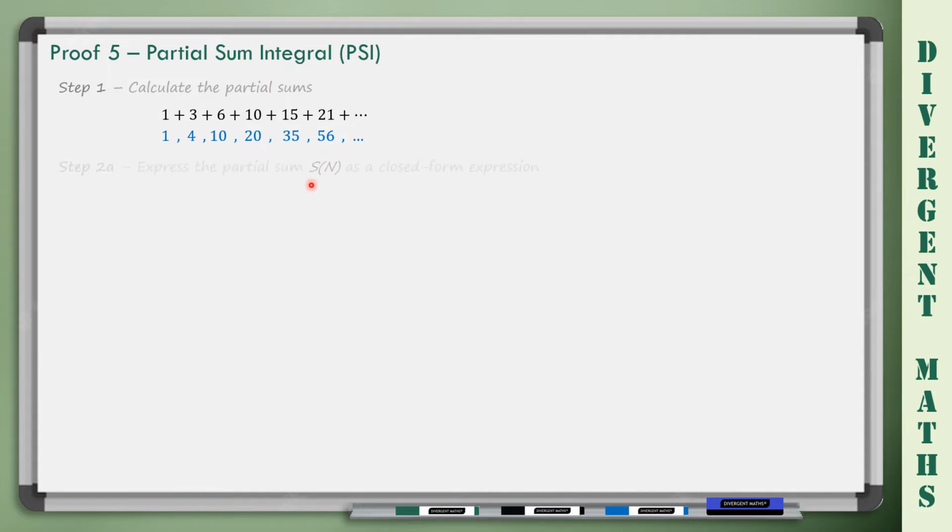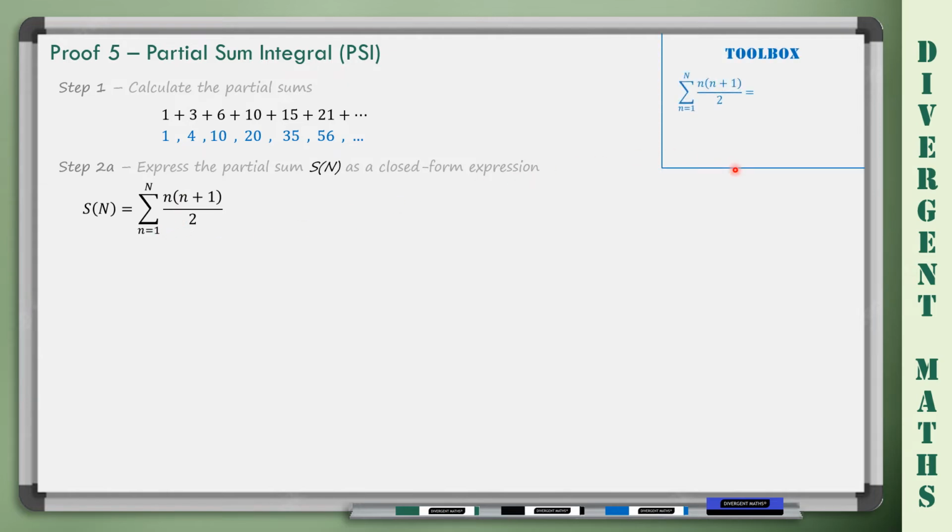35, 56. Step 2a, express the partial sum S of n as a closed form expression. So S of n equals the sum from n equal 1 to uppercase N of the triangular numbers, which, if we open the toolbox, we've seen on the previous board, is expressed in closed form as n times n plus 1 times n plus 2 over 6. So we can plug that in. Here it is, n being a natural number, obviously.